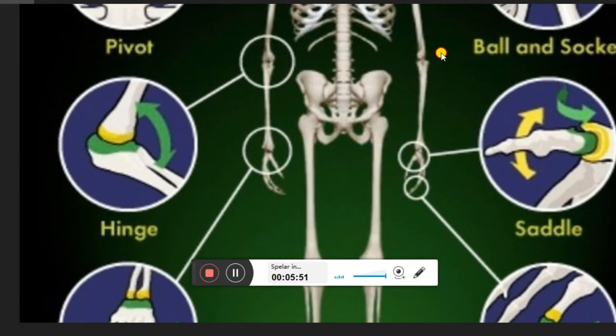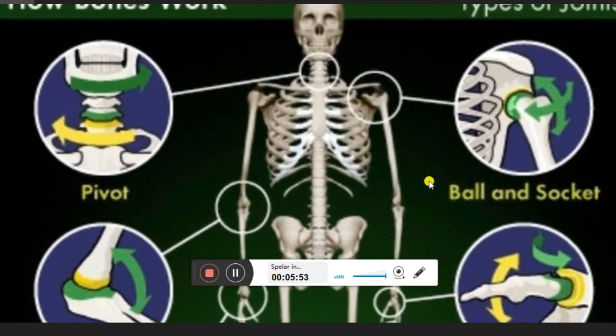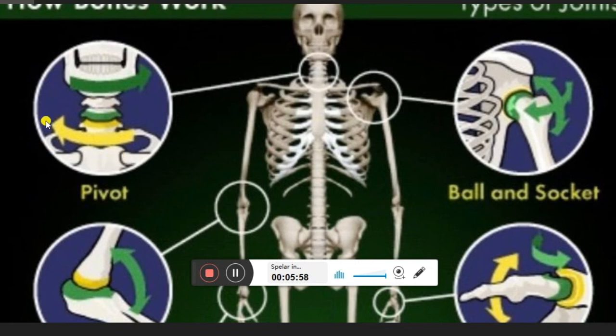Then the next one is the pivot joint. The pivot joint allows movement left, right, and up and down. Basically it is present in the neck region.